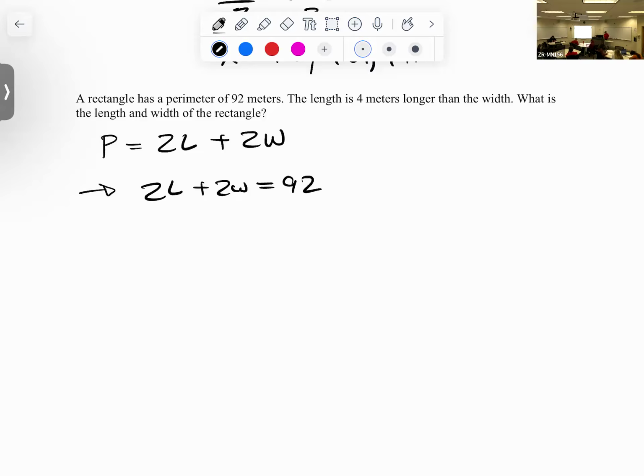The length is, what does this mean? Equals. 4 meters longer. 4, and then what mathematical operation do you think that means? Plus. Plus, right? Longer, add the width.